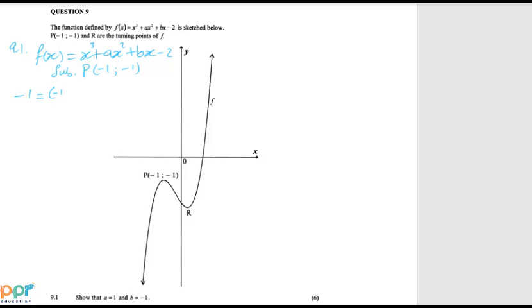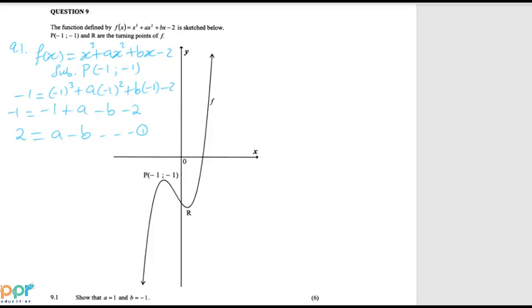Here, for x I put minus 1: (-1) cubed plus a times (-1) squared plus b times (-1) minus 2 equals minus 1. That is minus 1 plus a minus b minus 2 equals minus 1, and minus 1 minus 2 gives minus 3. So taking negative 3 to the right, the left becomes positive 3 minus 1, which is negative 2, equal to a minus b. I will call this my first equation.